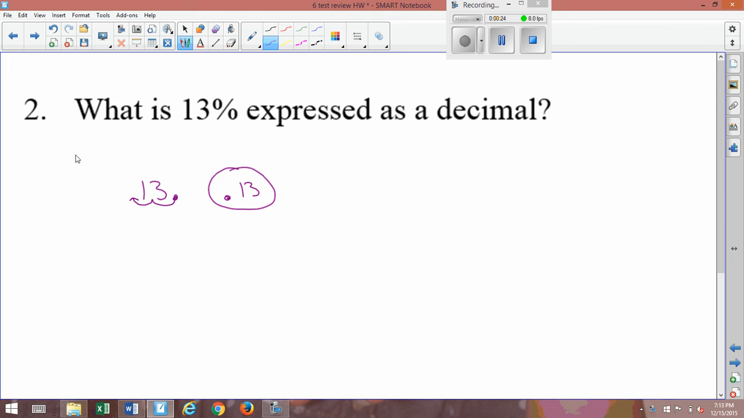What is 13% expressed as a decimal? Well, I had 13%. I moved the decimal because I'm going from P to D. So I'm moving it 2 places to the left, and you get 0.13.